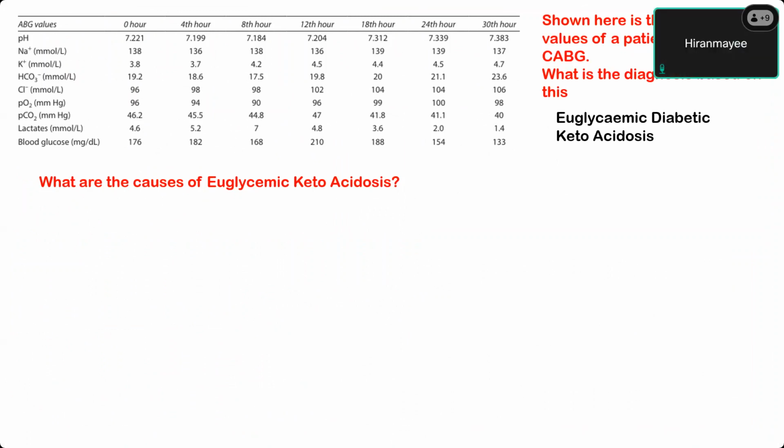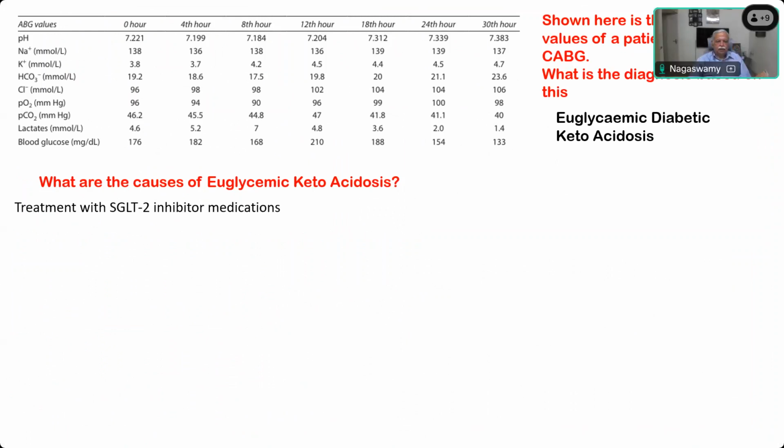SGLT2 inhibitors, sir. Treatment with SGLT2 inhibitors, which are now very commonly prescribed by most diabetologists because of their additional advantages compared to not only the control of blood sugar, it also has some good cardiovascular effects. So they use this very commonly nowadays.